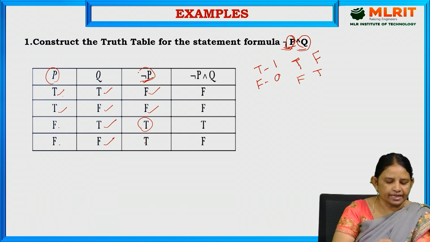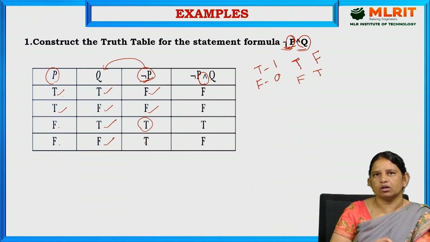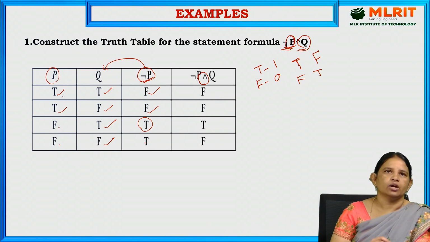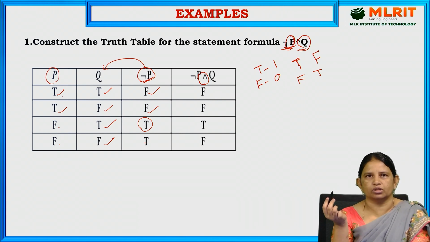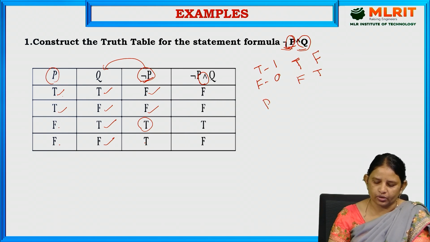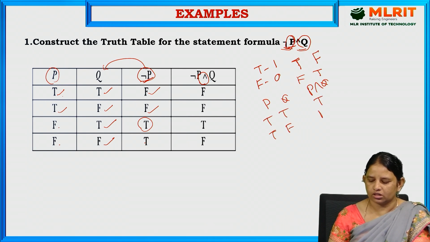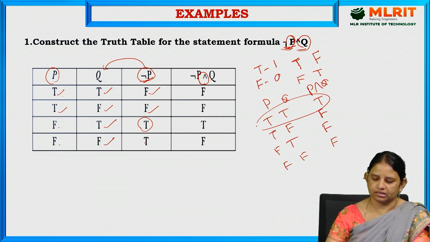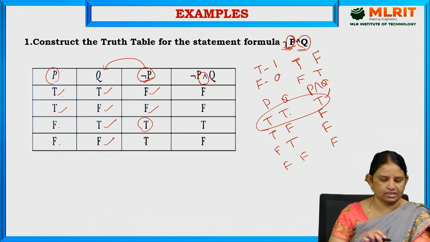Next, for this negation P, then Q, we can apply the AND. What does AND return? In the last class we already discussed the truth table. In the case of the truth table, P AND Q operator: if both are true, then only it returns true, and for all the remaining cases it is false. True, true is true; true, false is false; false, true is false; false, false is false. Only in one case does P AND Q return true, if both conditions are true, otherwise it returns false.